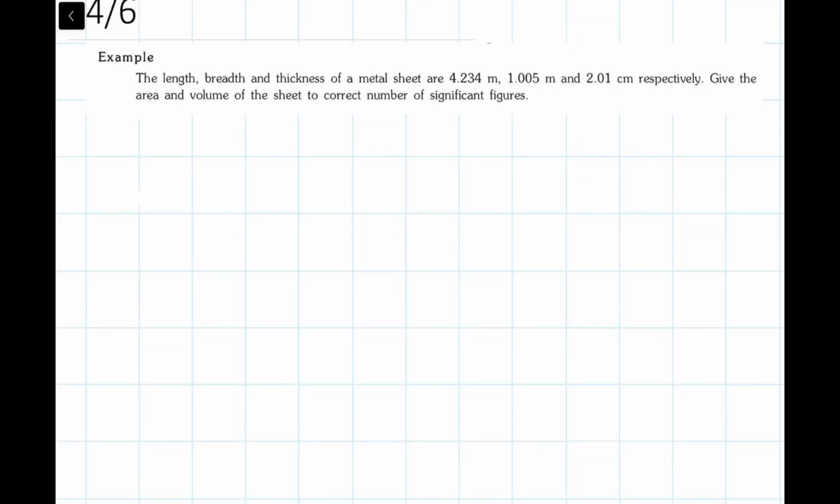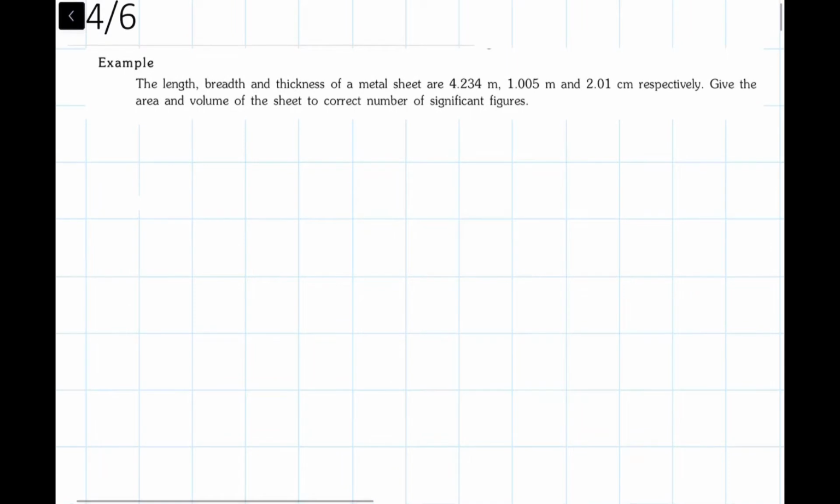So the first question is from units and measurements. This is capsule classes part number 4. Let's get into the question straight away.